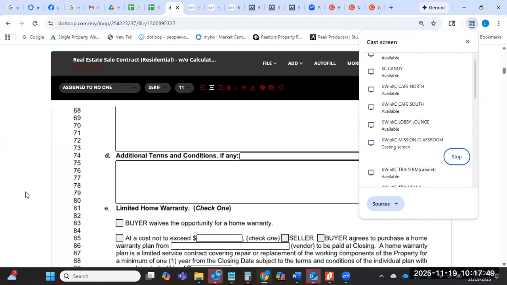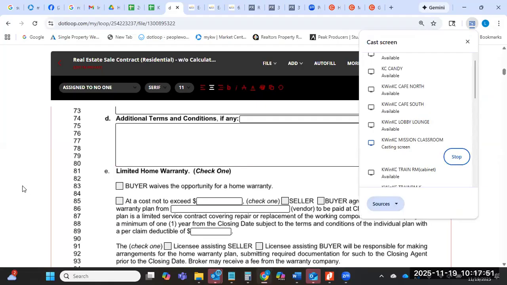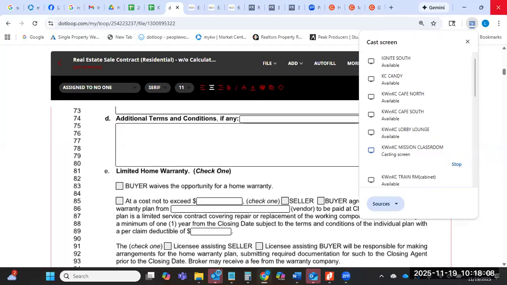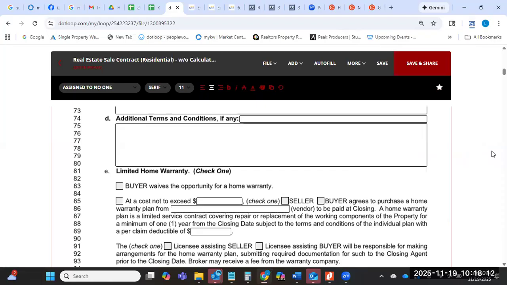Okay, all right. Limited home warranty. So you've had your conversation with the buyer, whether they want one. If they don't want one, you're checking the box on line 83. If they do want one, determine who's purchasing it. And if we're asking the seller to purchase it, that's what we would put in there. We would mark that box.